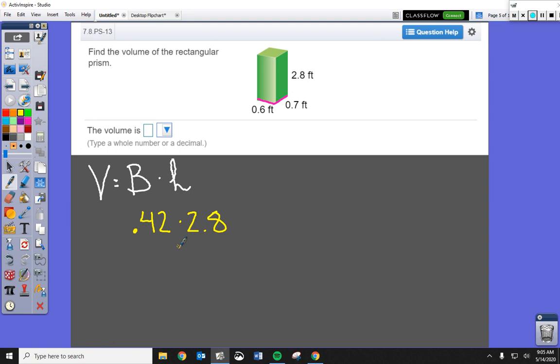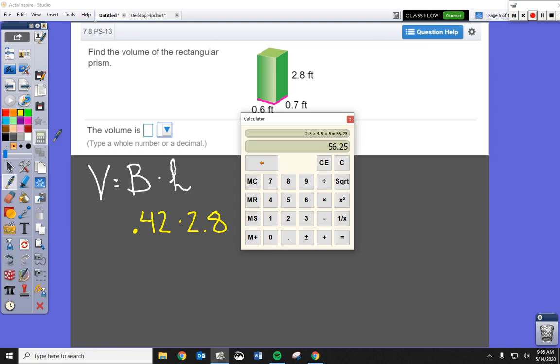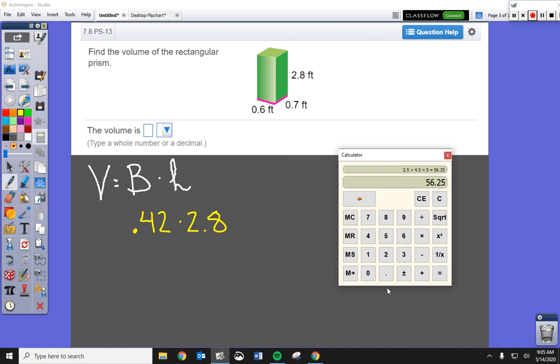Half of 2 and 8/10 gives me roughly 1 and 4/10. I'm guessing my answer is going to be a little less than 1 and 4/10 because I have a little less than half. All right. Again, I'm going to use a calculator here. I'm doing some good job of estimating. I'm going to reward myself by using a calculator.